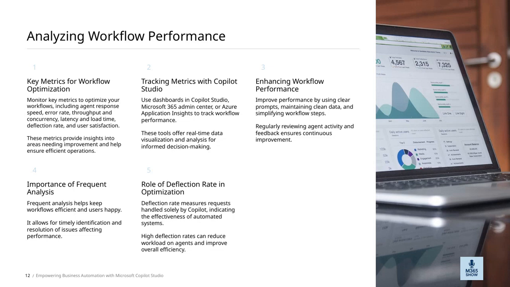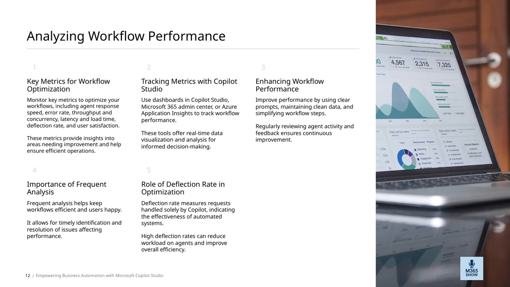Let's take a closer look at analyzing workflow performance. One of the key measures we use is the deflection rate. This tells us how many requests are handled entirely by Copilot, which is a strong indicator of how effective our automated systems are. When the deflection rate is high, it means fewer requests are passing through to agents, reducing their workload and boosting overall efficiency. Understanding and monitoring this rate plays a vital role in optimizing our workflows. Regular analysis helps us keep everything running smoothly and ensures users remain satisfied.